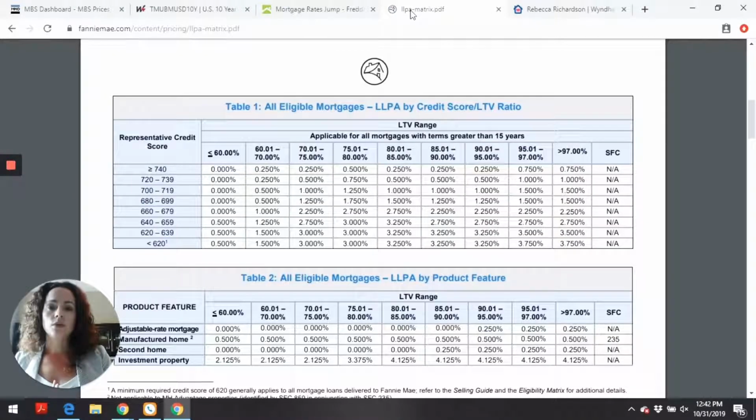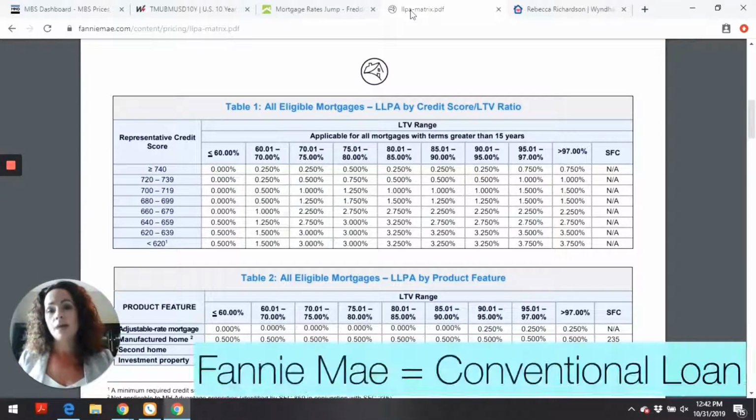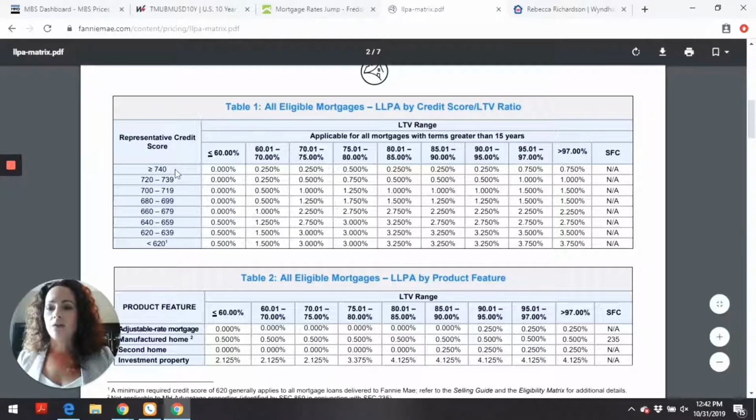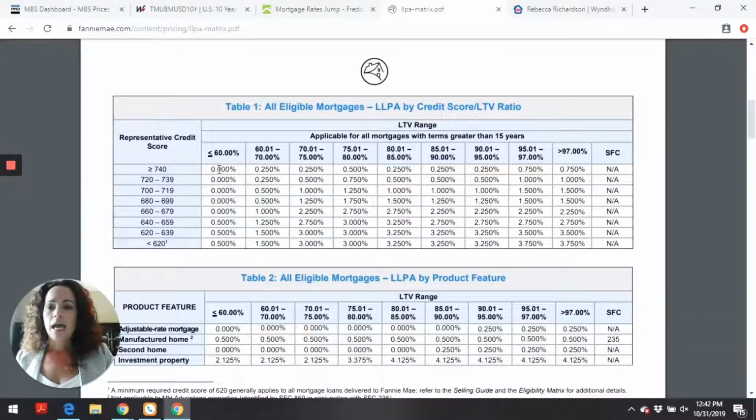One of those is what's called LLPAs, or loan level pricing adjustments. And what I'm showing here is a chart from Fannie Mae, who sets guidelines and those pricing adjustments which affect rates for conventional loans. So for example, you see the higher the credit score, the higher the down payment. This is loan to value, so a 60% loan to value would have a 40% down payment. There's no adjustment to the rate. As you get lower in credit score and higher in loan to value, or lower down payment, then there is an impact to the price of a rate.